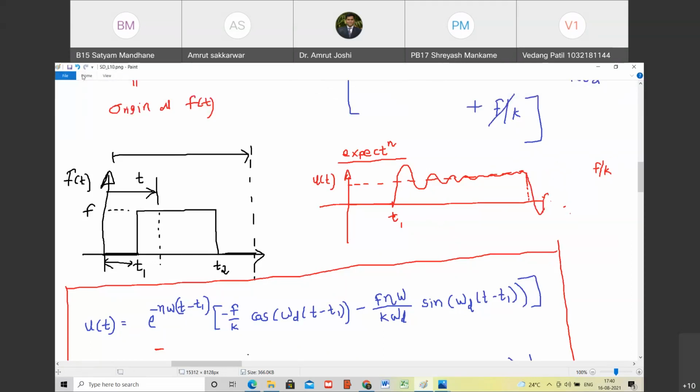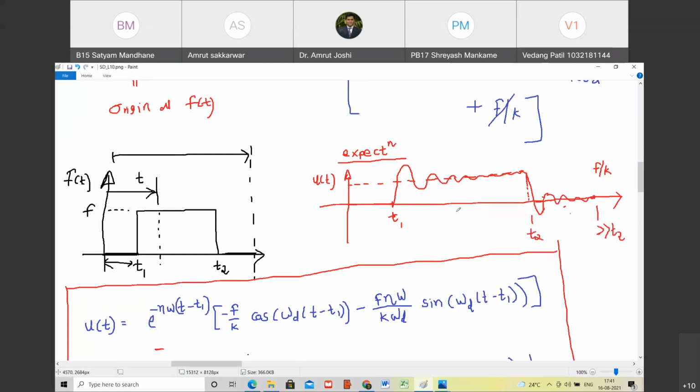As the load is suddenly dropped, you expect that you will see oscillations like this. Are you with me? Yes, sir. Finally, it will come to rest. This is t2, and this time is greater than t2. Happy? Yes. This is the first kind of response.